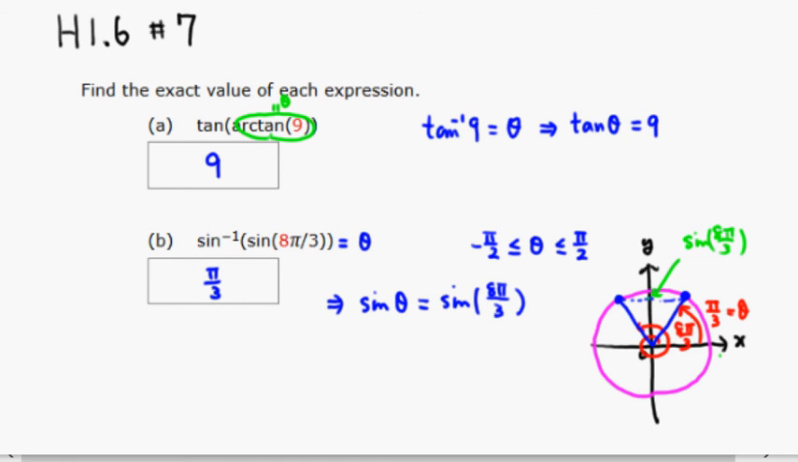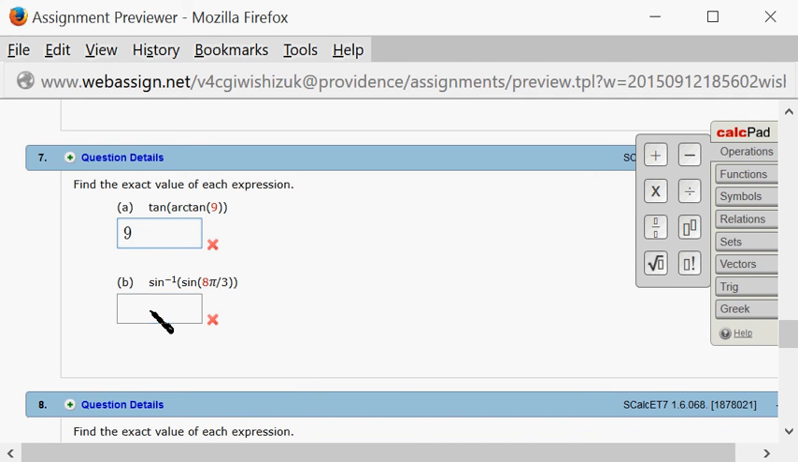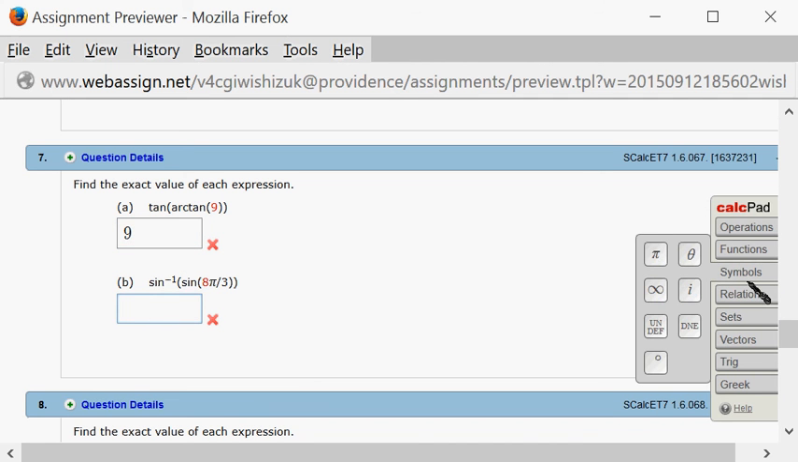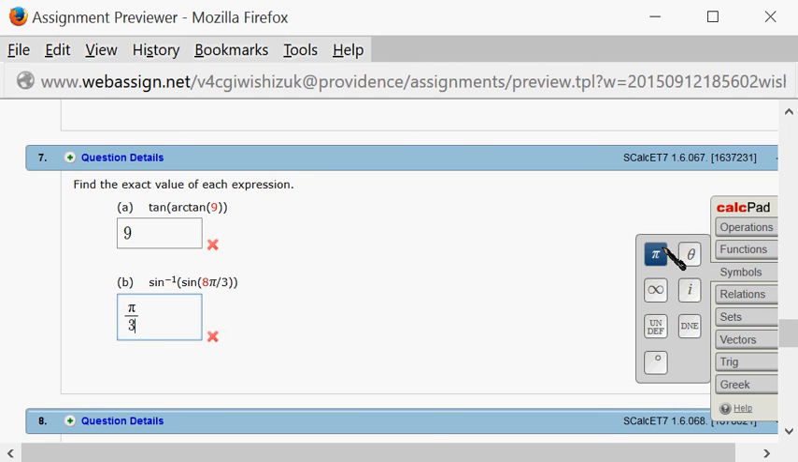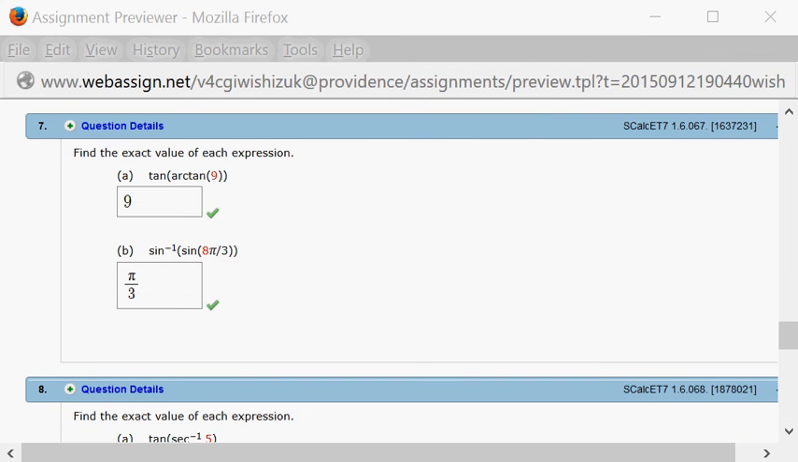So let's type it in. We got 9 for part A, then pi over 3. Let's double check, submit for testing. It came back, and looks like we got these correctly. That's it. I hope that this was clear.